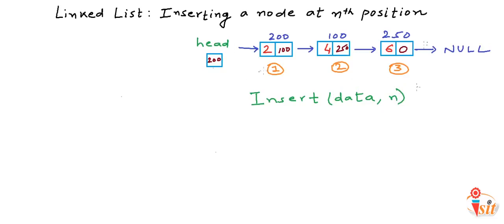Let us assume, for the sake of simplifying our implementation, that we always give a valid position. We will always give a valid position so that we do not have to handle the error condition in case of invalid position.